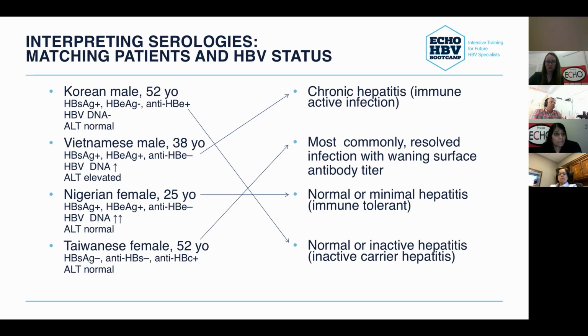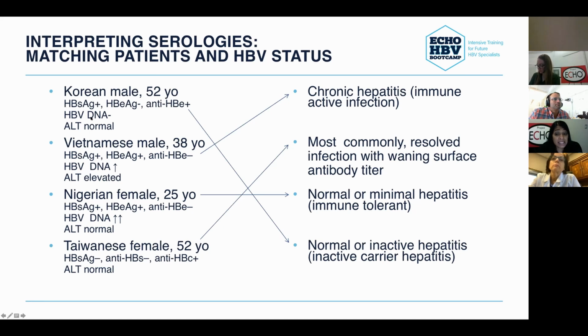So we'll start here at the top. We have a 52-year-old Korean male who is surface antigen positive. So again, if you're surface antigen positive, you have chronic hepatitis B typically. You know, they're 52 years of age, with higher rates of certainly mother-to-child transmission in Korea, or early childhood transmission, based on some of the epidemiological things we discussed in the first talk. This person has lost e antigen and is e antibody positive.